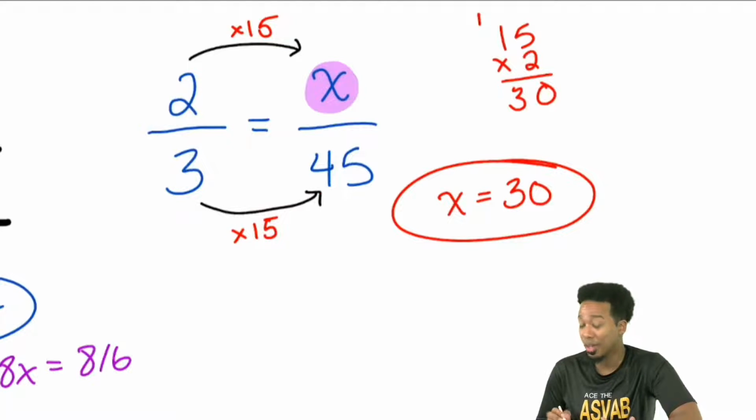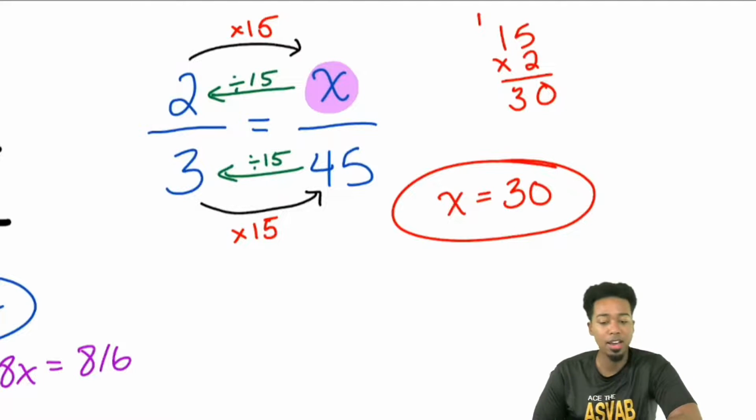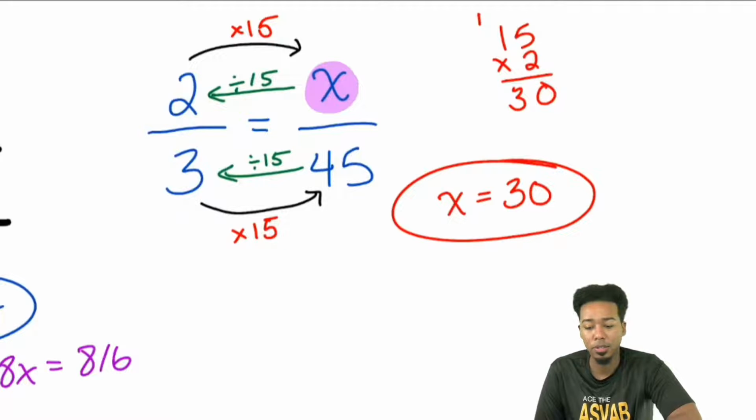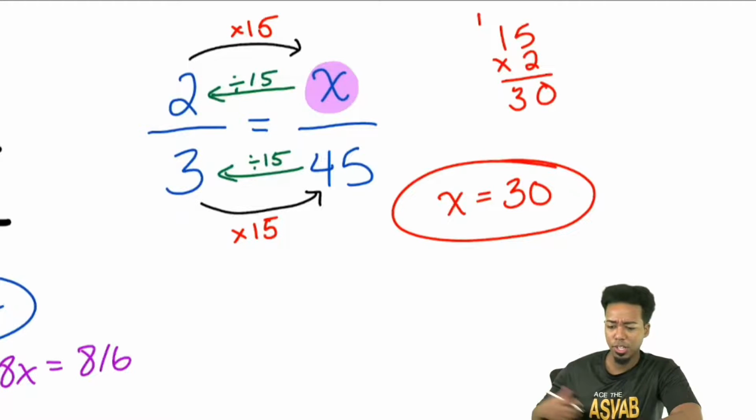If I went the other way, though, from 45 to 3, that's divide by 15. So if I went this way, it would be dividing by 15. So hopefully that answers your question there. It's really about going from what number to what number. Yeah, it depends on where the x is. Yeah, it just depends. So let's go into this third one here.